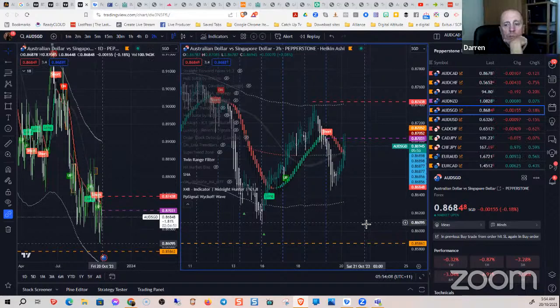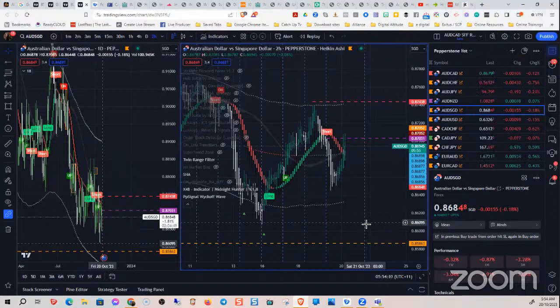Because mine are dead accurate. I mean, I get an arrow up and it goes. I get an arrow down and it goes. And it's every time. Can you just do the full screen of the 2 hour? Sure.